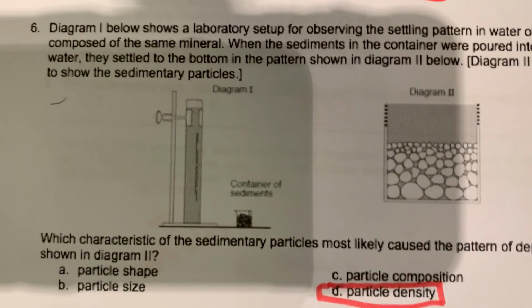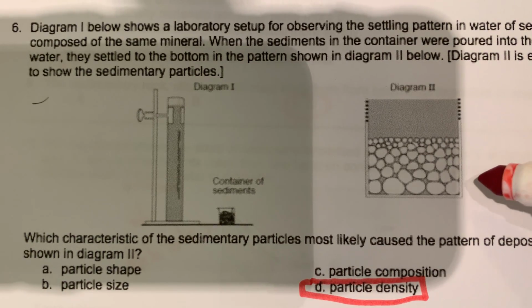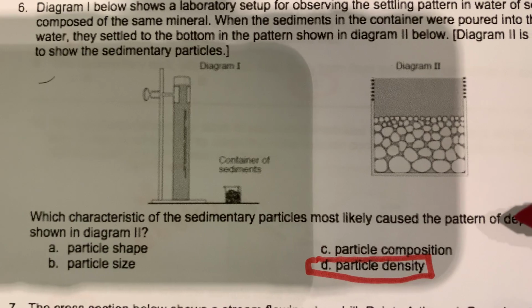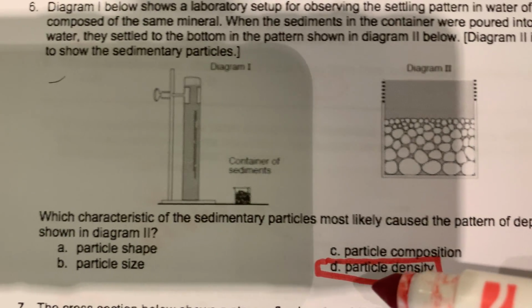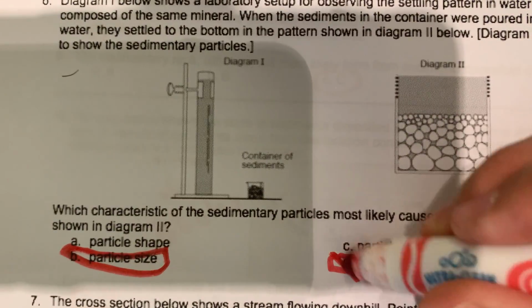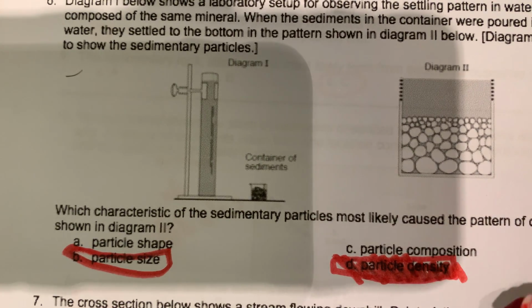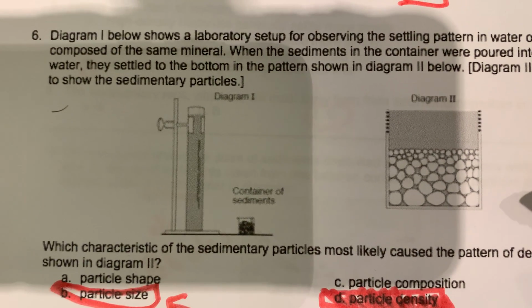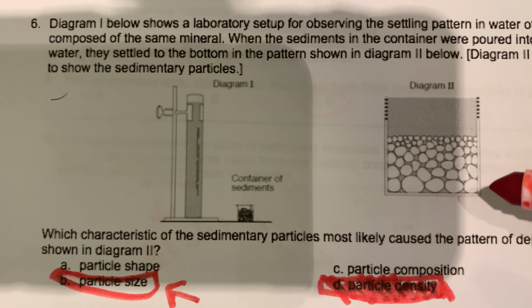Okay, so this is an interesting question. What caused this specific pattern? Well, if we look at the shapes, all these particles are similar shapes. What's different about them is their size. So I definitely put the wrong answer here. Which characteristic of the sedimentary particles most likely caused the pattern of deposition shown in diagram 2? Like I said, it is actually particle size that's different, not D. The answer is B. Everything else is the same. However, since these are bigger, that makes them heavier, and they'll fall to the bottom.